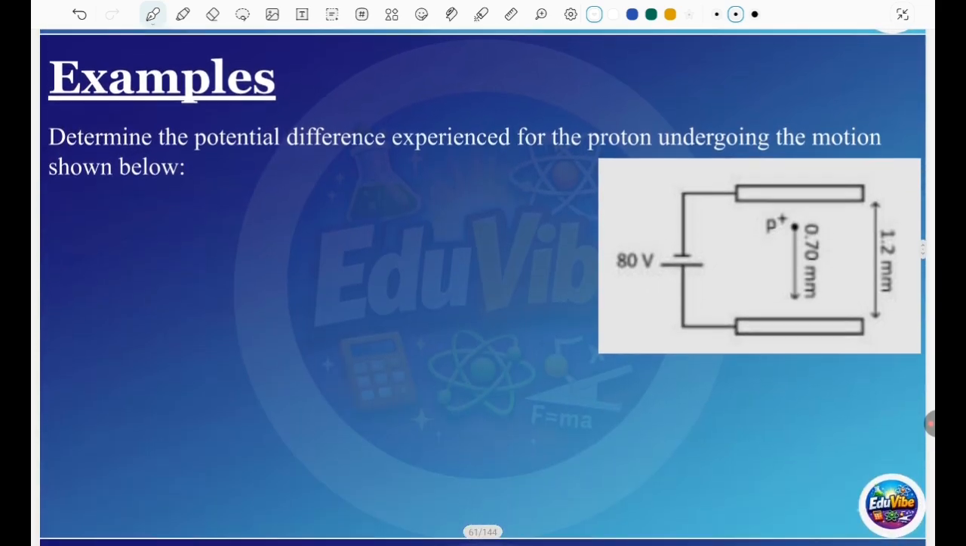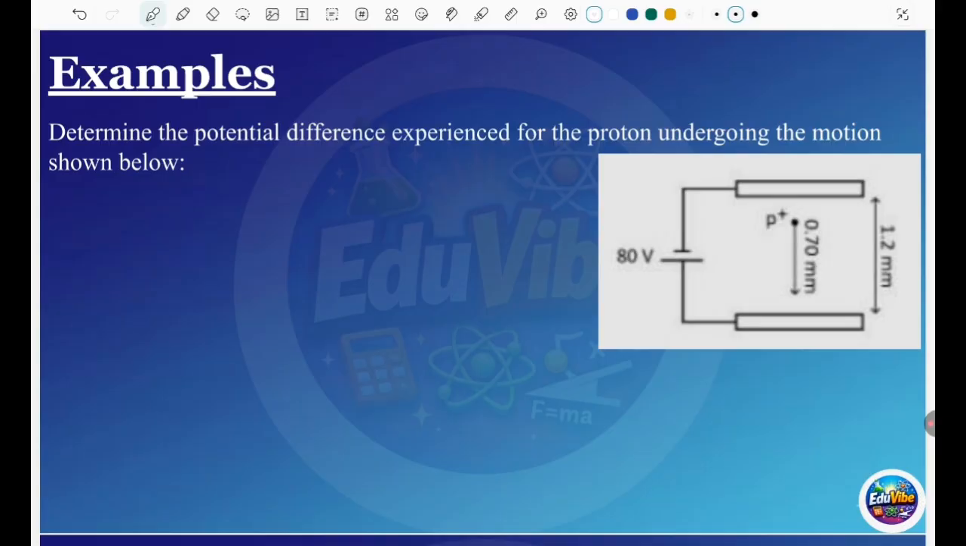So, a question for this. This is an easy type of question, as we did in the previous lessons. We do the same thing, but with the electric field and the potential energy, both aspects together. Determine the potential difference experienced by a proton undergoing the motion shown below. So we have a proton going in motion between the parallel plates. Here we have the potential difference, delta V, and this is the separation distance.